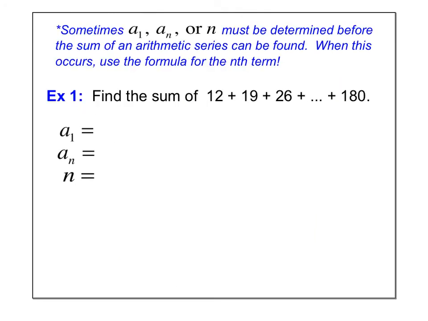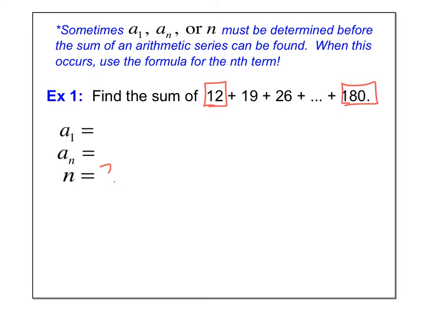Here in the first one it says find the sum of 12, 19, 26, 180. So we have an arithmetic sequence starting with 12, moving on to 19, 26, and so on all the way to 180. That's fine. Our goal is to find the sum, to add them all together. Well, we don't know how many terms there are in this particular sequence. So the note at the top says sometimes a1, a sub n, or n itself must be determined before the sum of the arithmetic series can be found.